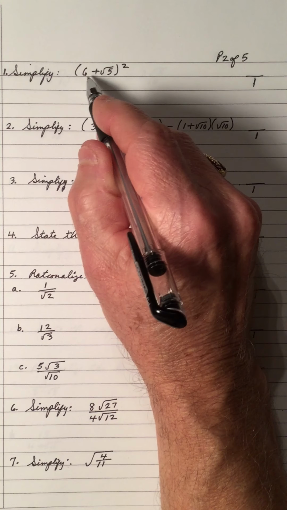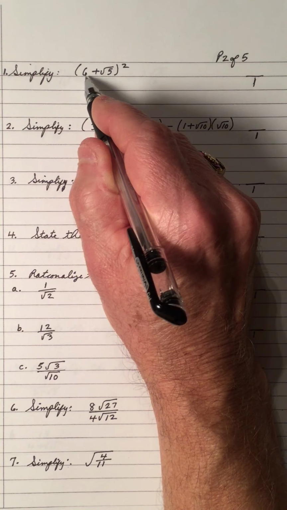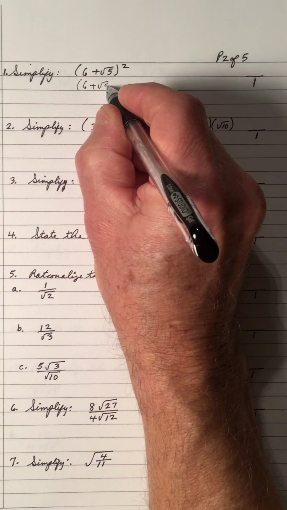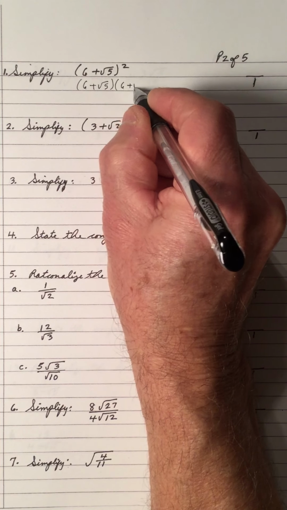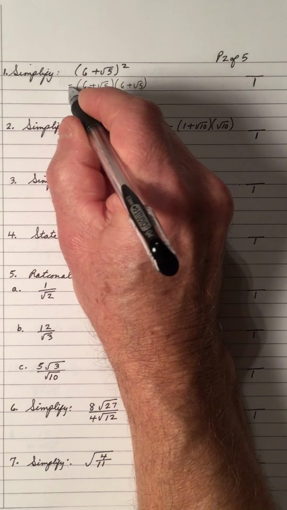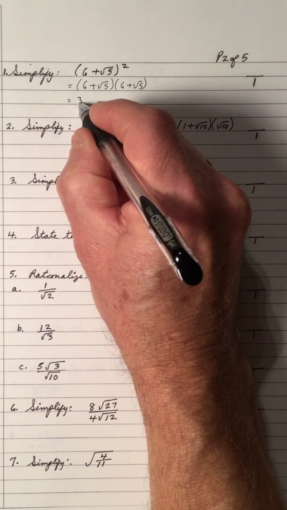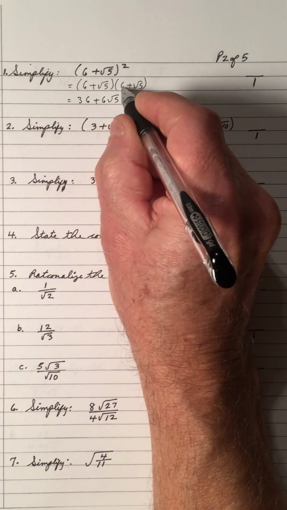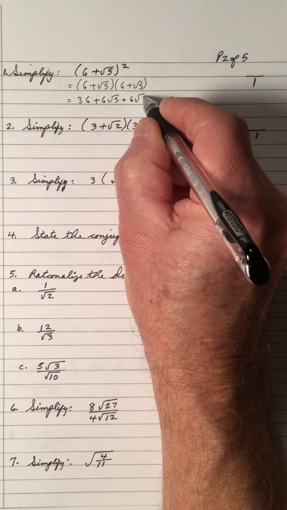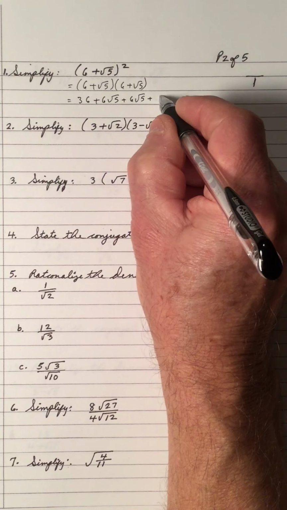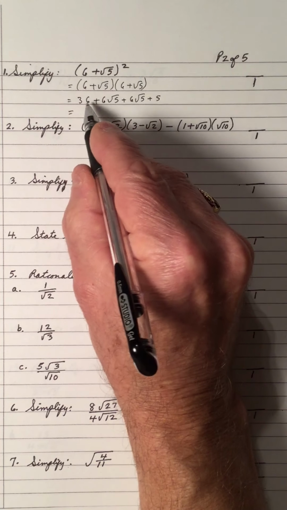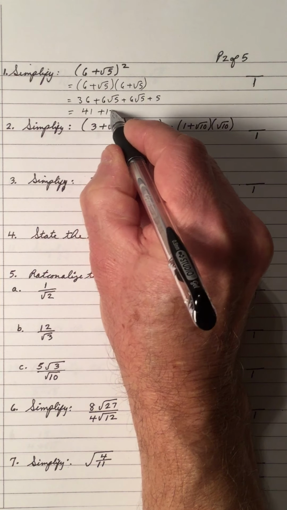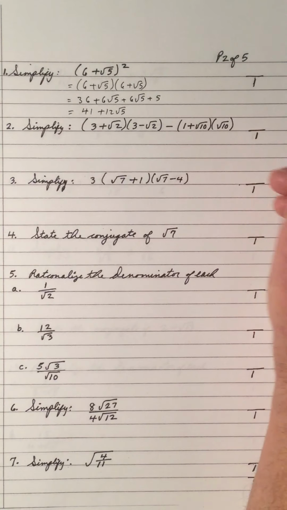Simplify 6 plus root 5, all squared. So that's 6 plus root 5 times 6 plus root 5. Let's use FOIL on it. And 6 times 6 is 36. 6 times root 5 is 6 root 5. Root 5 times 6 is 6 root 5. And root 5 times root 5 is 5. And to make it quick, let's add these two to get 41, and add these two because they're like terms. You get a 12 root 5. Give yourself a mark if you're right.